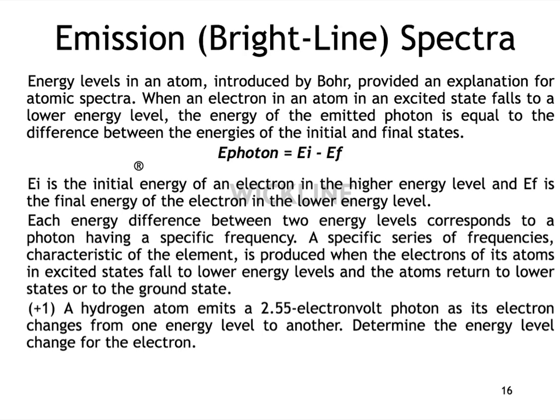We can do calculations about these sort of spectral emissions using this equation, which tells us that the energy of a photon is equal to its initial energy level minus its final energy level. So you can find that on your reference tables. EI is the initial energy, EF is the final energy, and you just need to subtract the two. So let's try this question as an example. A hydrogen atom emits a 2.55 electron volt photon as it moves between energy levels, and again, this was the hydrogen atom.